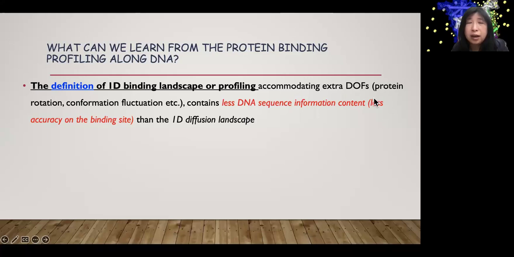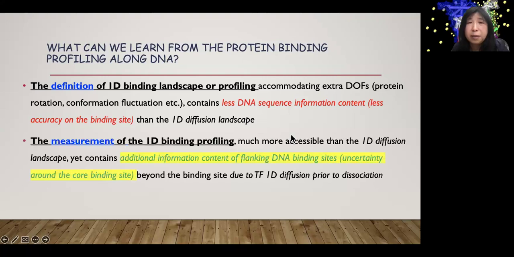So the take-home message here is, first, by definition of the profiling, we see that the binding profiling accommodates more degrees of freedom. So it actually detects less DNA sequence information compared to the 1D diffusion landscape. But this 1D diffusion landscape is pretty hard to measure because it demands very high resolution, which is not achievable most of the time so far. From the measurement point of view, the 1D binding profiling is more ready to be measured.